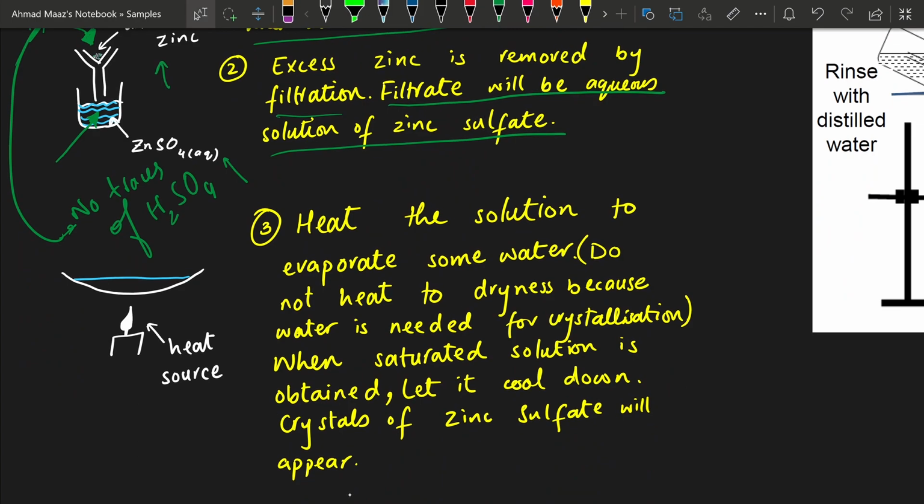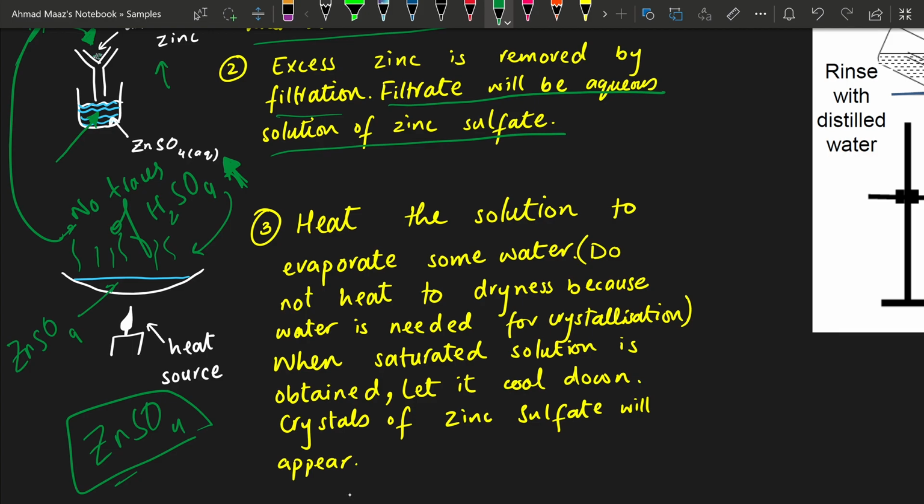And now that we have only a solution of zinc sulfate, we can heat the solution to evaporate water, and what will be left behind will be zinc sulfate crystals only. Alright, zinc sulfate aqueous is over here. We heat it to evaporate water, and when water is removed, zinc sulfate will be left behind.